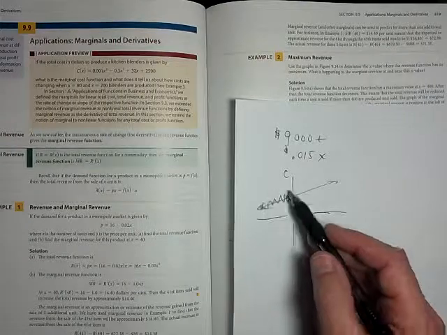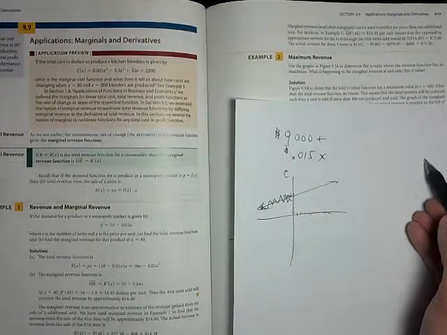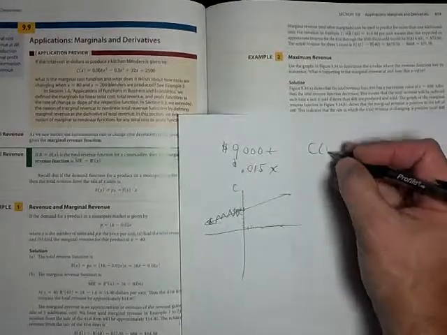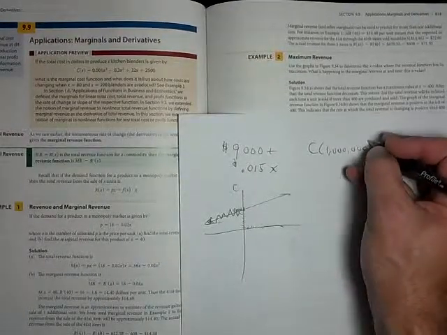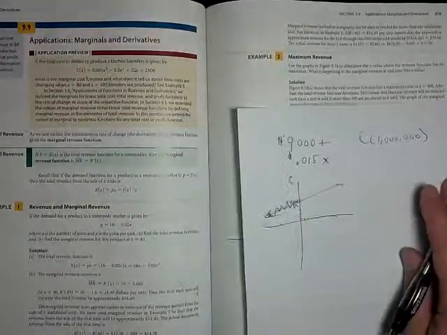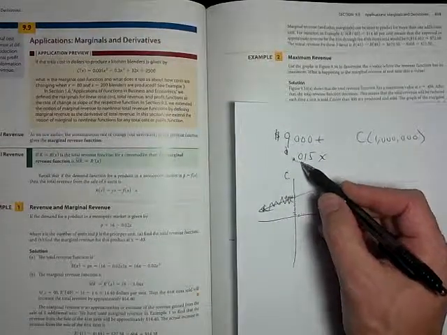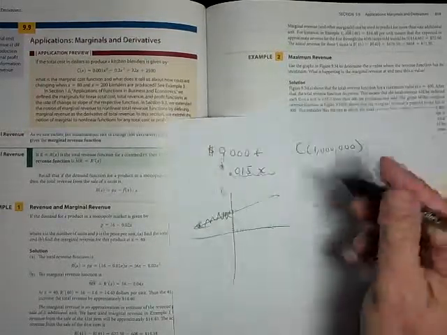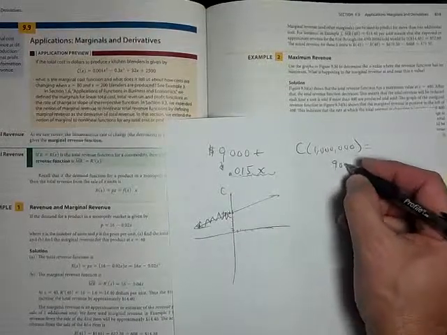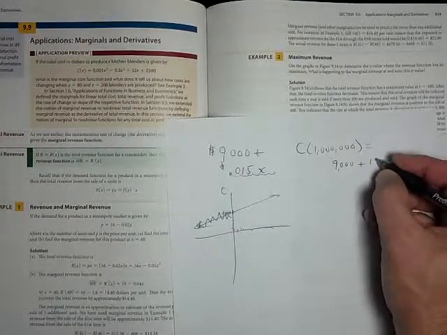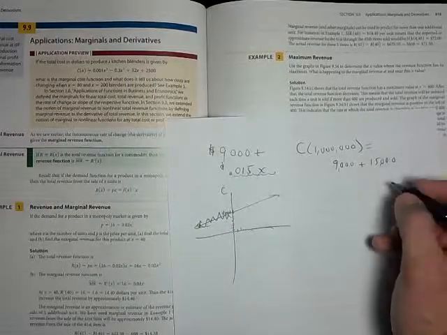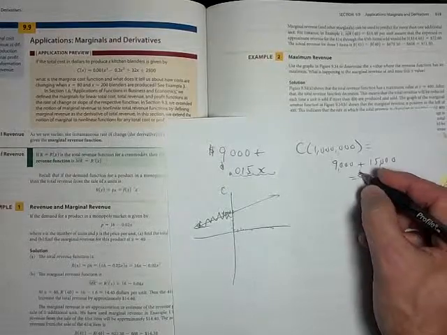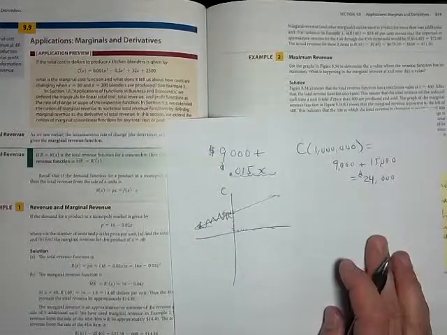And then once you start getting out here, you make 1,000,000 pencils. Now you can figure out what your cost is. So your cost for 1,000,000 pencils is you put in 1,000,000 into X, and you're going to get, we got to move this decimal place over. 1, 2, 3, 4, 5, 6. It's $15,000. So 1,000,000 pencils is going to cost you that $9,000 for the machine, plus another $15,000 for those 1,000,000 pencils, is $24,000 for the 1,000,000 pencils.